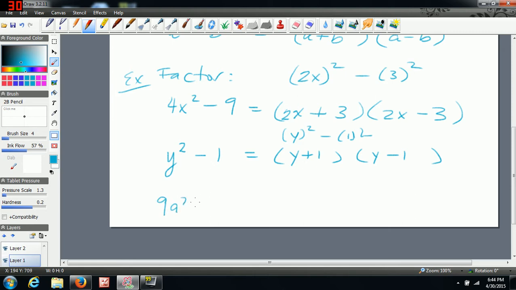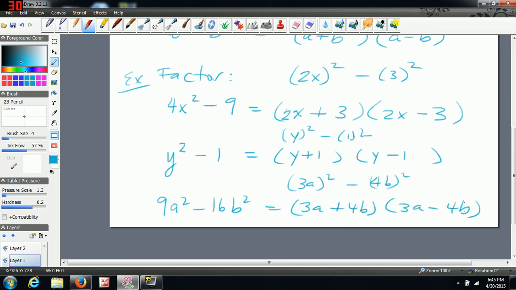So if we had 9a squared minus 16b squared, if I tried to see if I could write this as something squared, I could write that as (3a) squared minus (4b) squared. So then I could use the rule for the difference of squares. That would be 3a plus 4b and then 3a minus 4b. Okay, so that would be the answer there.